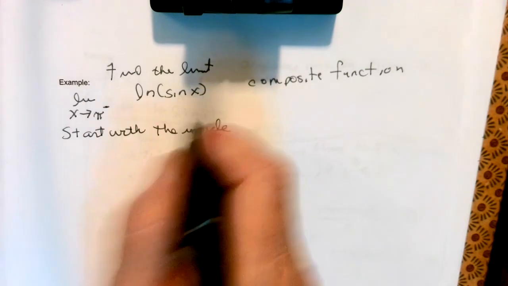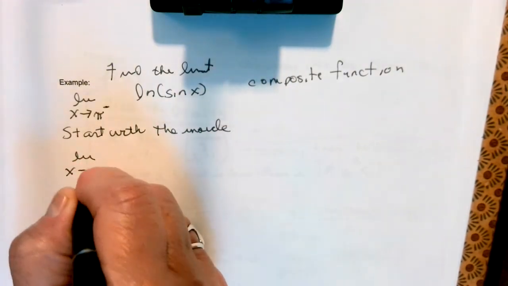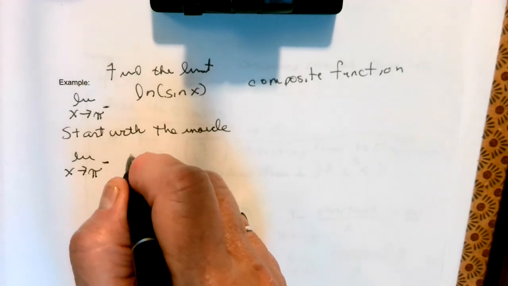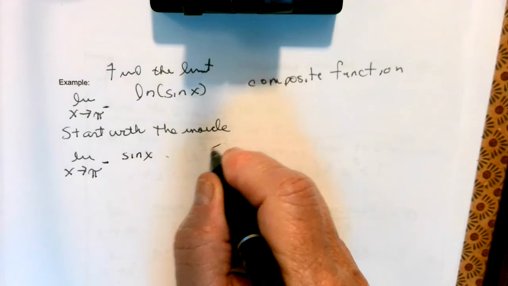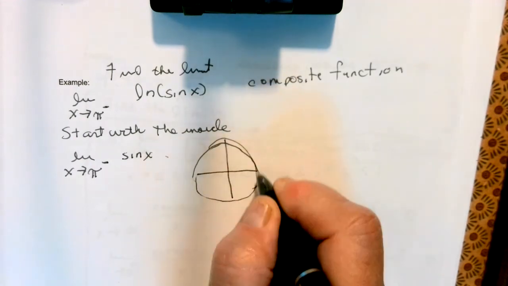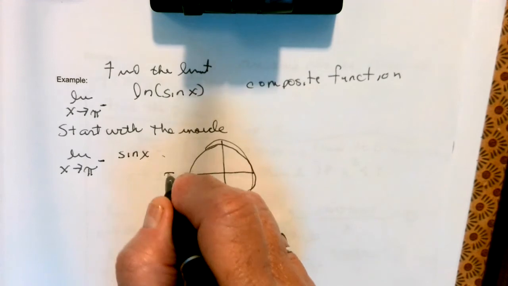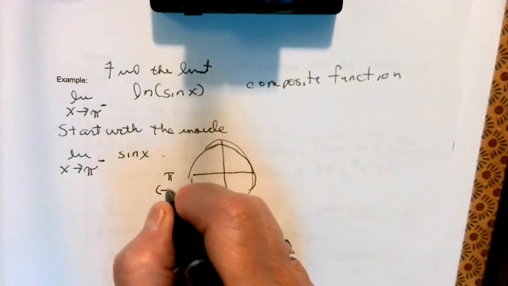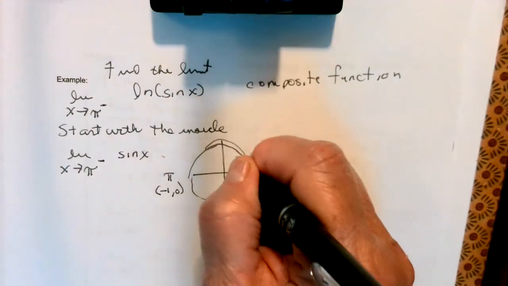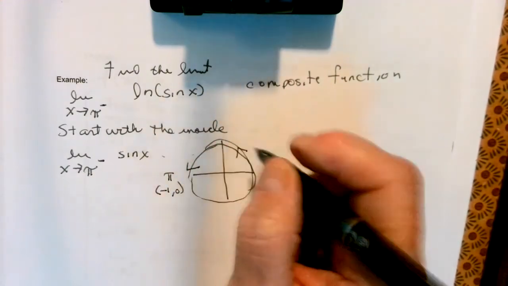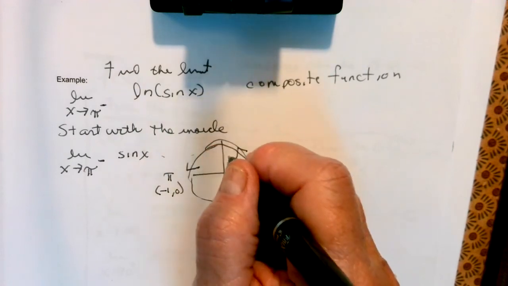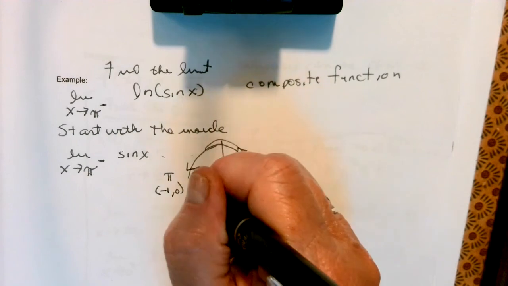You can either think about the graph in the XY plane, or you can think about the unit circle. It's good to be able to think both ways. So the limit as x goes to pi from numbers less than pi of sine x. Well, if you think on the unit circle, pi has coordinates (-1, 0). So the cosine is -1 and the sine is 0 at pi. And so we're coming into pi from numbers less than pi, because the angles less than pi come around this way.